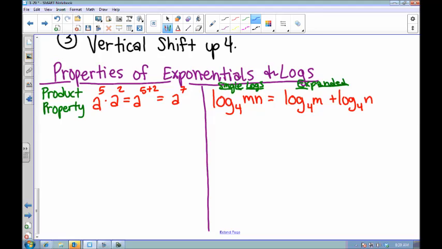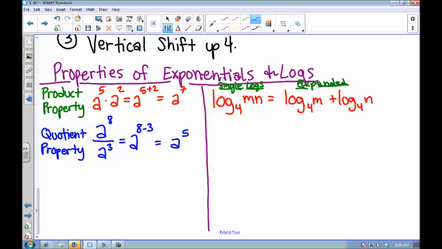Next one. We said when we multiply exponents, we add. But when we divide, then we have to do what with the exponents? We have to subtract. Now, we have to go in order. 8 minus 3, top to bottom, which would become a to the 5th. This would be the quotient property of exponents, because the answer to a division problem is the quotient.